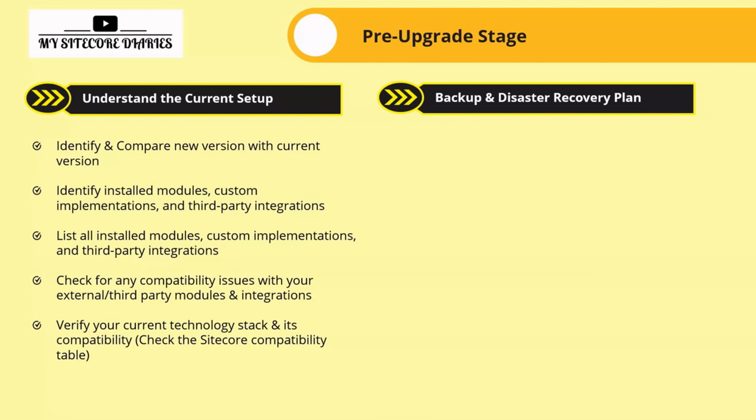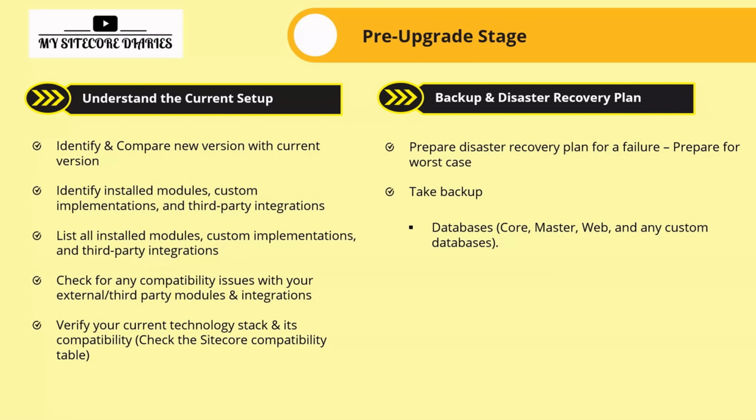Next is a key point, backup and disaster recovery plan. Whenever you are doing any upgrade or migration, backup is very important, and you should also have the disaster recovery plan prepared. Prepare a disaster recovery plan for a failure. Prepare for the worst case. Don't assume anything, and prepare for how you can recover from that. You need to take backups, so what should you back up?